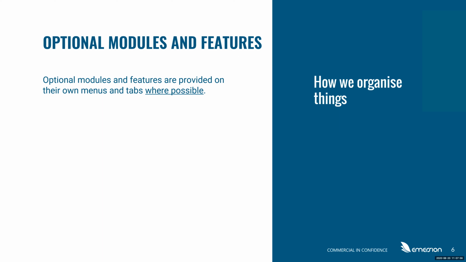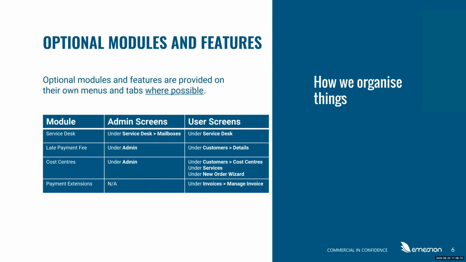Optional modules and features are provided on their own menus or their own tabs wherever that is possible. Sometimes that's not possible, but for the most part they are. Service Desk, for example, is available by the Service Desk menu. Late payment fees, you've got admin screens under the admin area. Same for things like cost centers. All of these are optional modules and features.